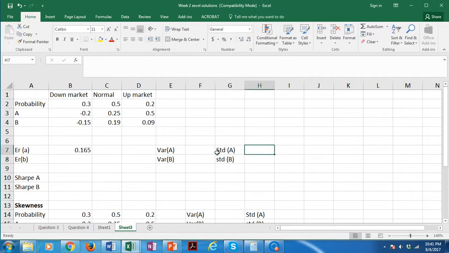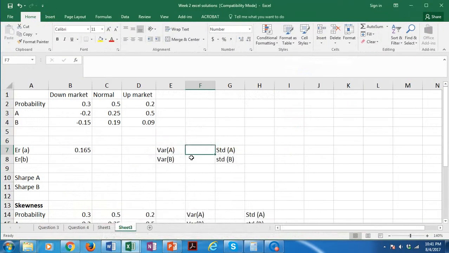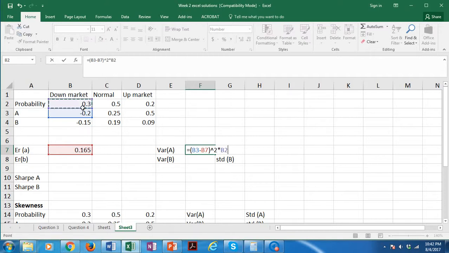Now to get standard deviation, first we will calculate variance. Here is the formula for variance: individual return minus expected return, then we put square multiplied by probability, then once again we will sum up for all the market states. So let's do it. Equal individual return minus expected return. We put it within bracket, then square, and we multiply it by probability. So that's for one market state.